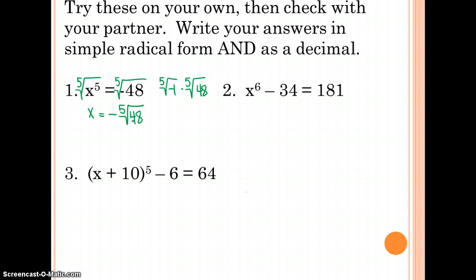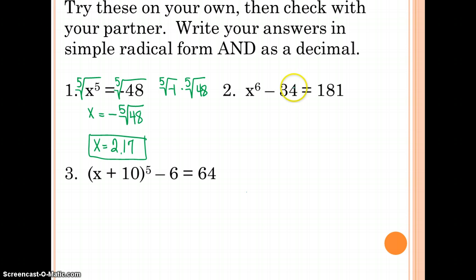But then the directions also say to write this one as a decimal. So if we do the 5th root of 48, don't forget we need to make it negative. So the answer I get is 2.17. Now see if just to yourself you can answer, why don't I need a plus or minus on this one? If you're not sure about the answer, look back at your notes.